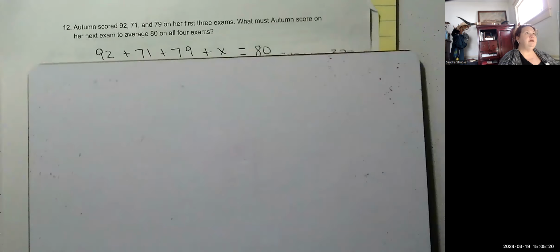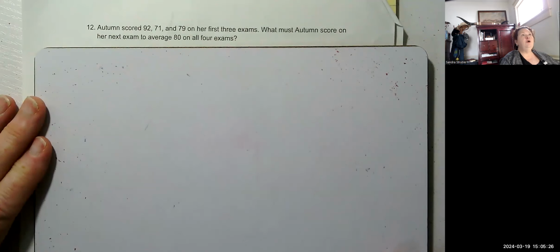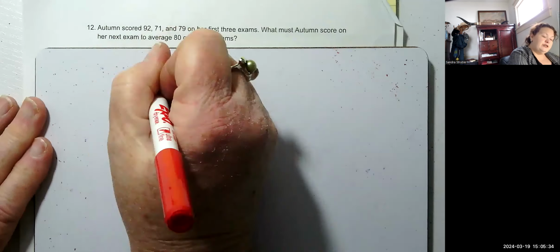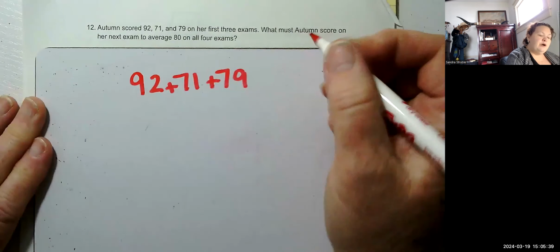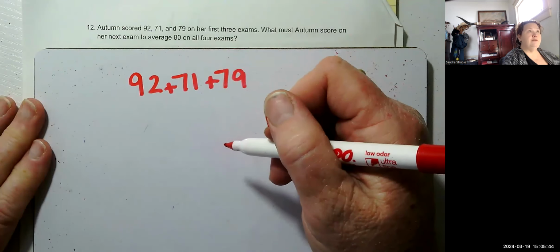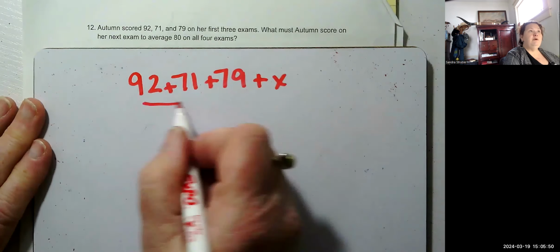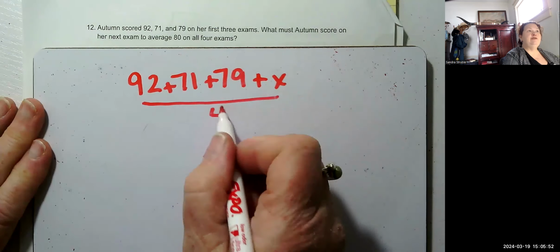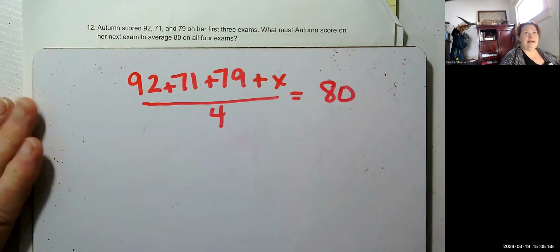The next one. Autumn scored 92, 71, and 79 on her first 3 exams. What must Autumn score on her next exam to average 80 on all 4 exams? Well, 92 is her first exam, 71, 79, those are all of her exams. When you want to find the average, you add up all of the exam scores and divide it by the total number that there are. But we don't know what our last exam score is. That's what we're looking for. But if we found that out, we could just add those up and divide by 4, and we would get our average, which they're telling us they want to be 80.